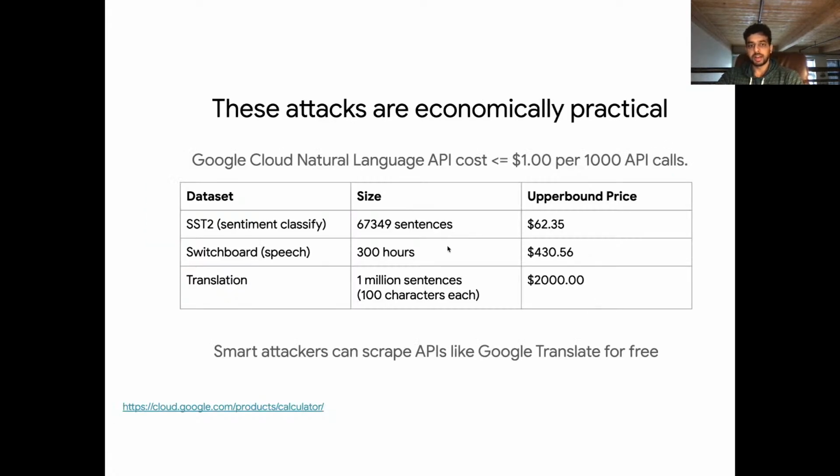So we did these attacks and estimated their costs using Google's NLP API, which serves a bunch of these models, and it's actually quite cheap. It's about $1 for 1,000 inputs or 1,000 API calls. So if you wanted to extract a sentiment analysis model, and say you wanted to use the same number of inputs as there are training examples in the original data set, this only costs you $62. So it's very, very feasible to do these attacks, right?